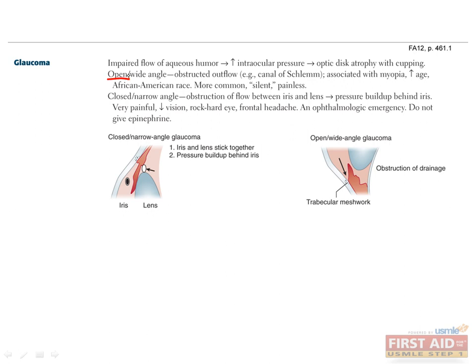Chronic open-angle glaucoma is caused by decreased flow through the canal. Acute closed-angle glaucoma is caused when the angle between the iris and the cornea suddenly blocks the flow. Chronic glaucoma is associated with gradual loss of peripheral vision, but it's painless and silent. Most people don't even know they have it until someone screens for it in a visual acuity exam.